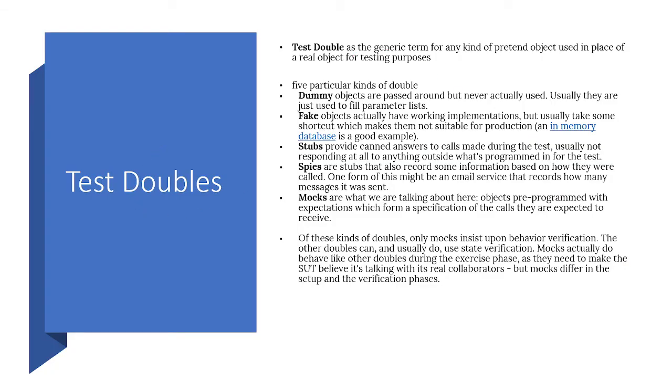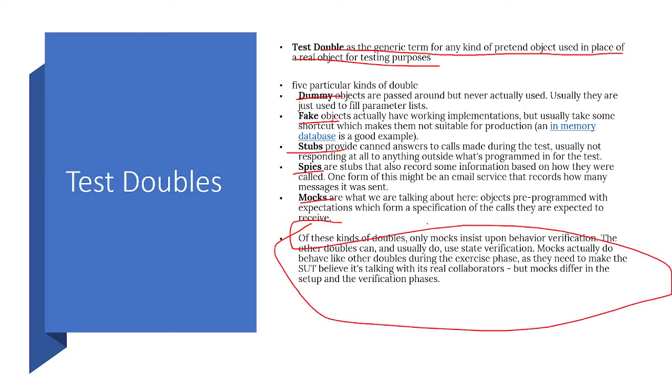So we have these test doubles, right? Now let's talk about test doubles a little bit. We have these generic terms for pretend objects used in place of real objects for testing purposes. We have the dummy objects, the fake objects, the stubs, the spies, and the mocks. Dummies are objects that are passed around but not actually used. Fake objects actually have working implementations, but usually take some shortcut. Stubs provide canned answers to calls during tests. Spies are stubs that also record some information. Mocks are what we were talking about for the most part in the slides. Of these kinds of doubles, only mocks insist upon behavior verification. The rest don't.